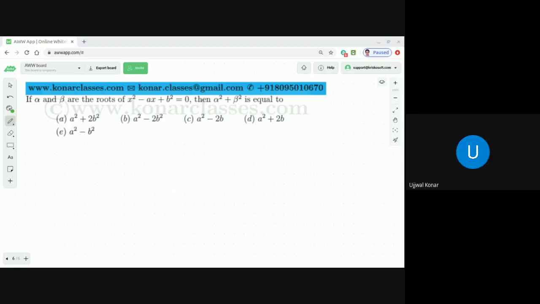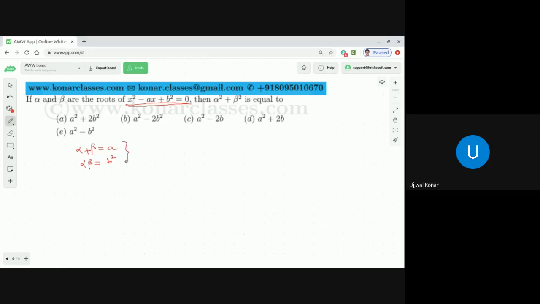So you can take the approach. The approach should be how we can express alpha square plus beta square in terms of alpha beta and alpha plus beta. Because the moment you know the roots of this equation, x square minus ax plus b equal to 0, alpha and beta, one thing you are sure of is that alpha plus beta is equal to minus b by a, that is a, and alpha into beta is equal to c by a, that is equal to b square.